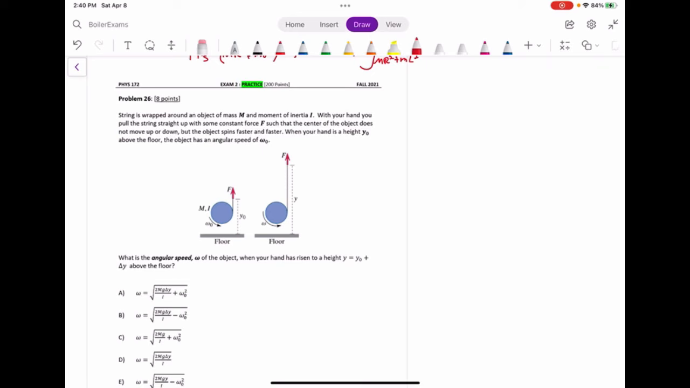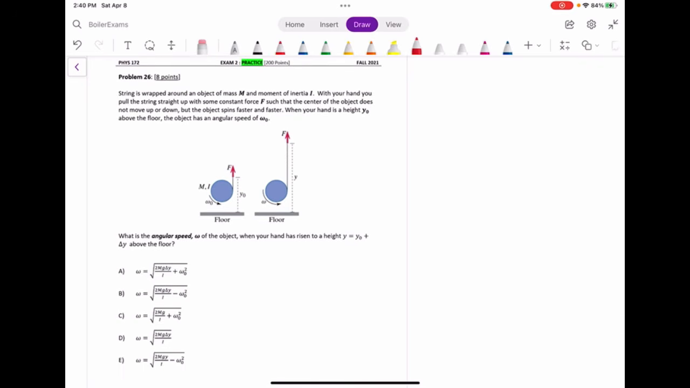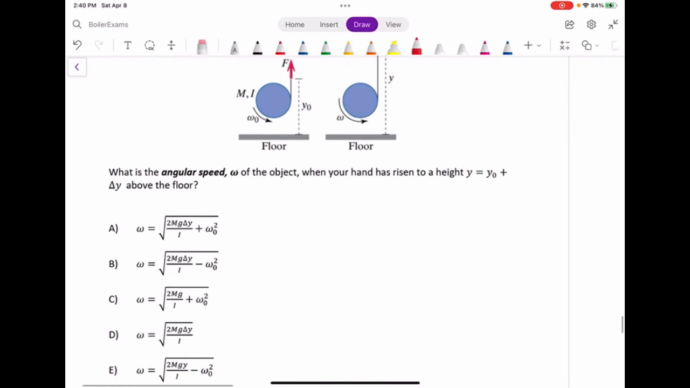Okay, problem 26. String is wrapped around an object, mass m, inertia I. You pull the string straight up. It spins faster, but it's not moving. What is the angular speed, omega, of the object after your hand has risen some distance? Okay. Energy principle, delta E equals work.